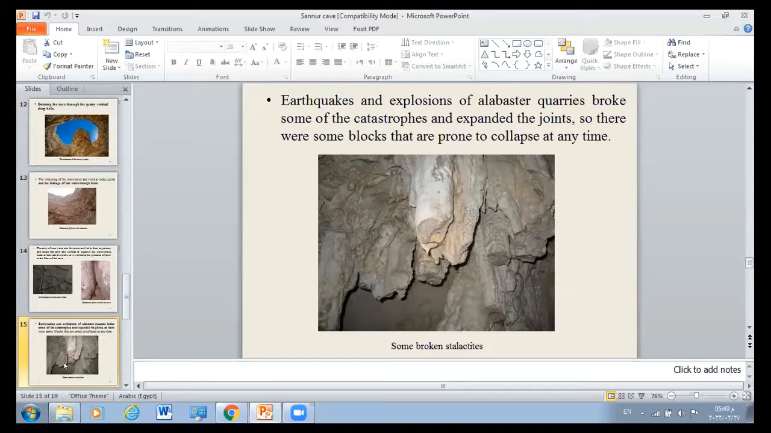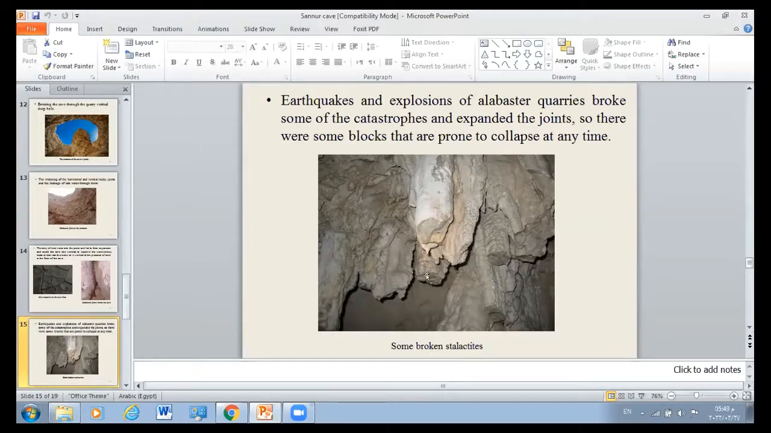And the cave was exposed to a flash flood in 1994 that caused water to enter the cave. The same was repeated in 1995, maybe in March. After that, the cave was closed and no effort is being made.